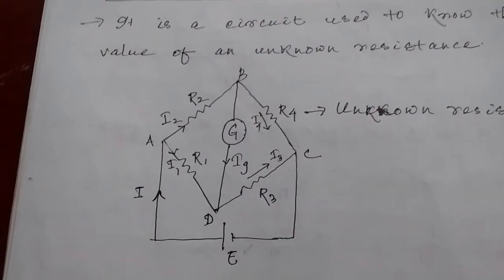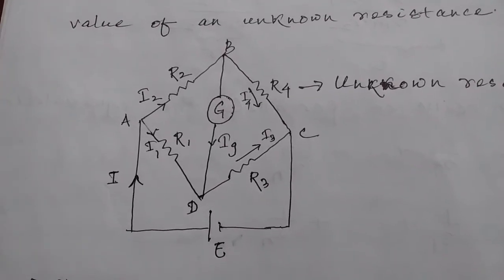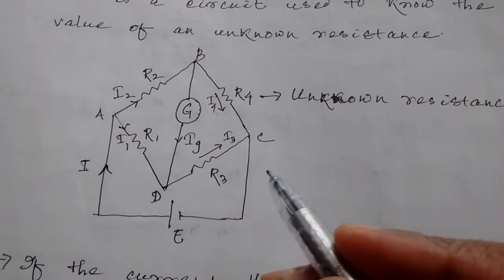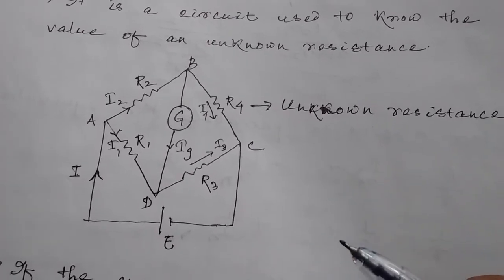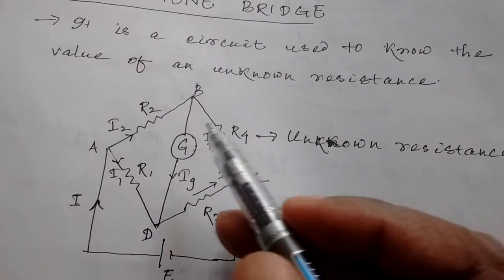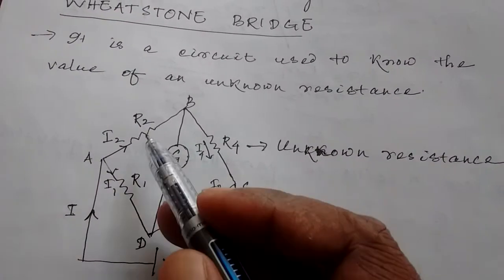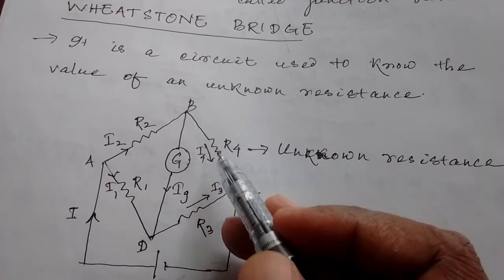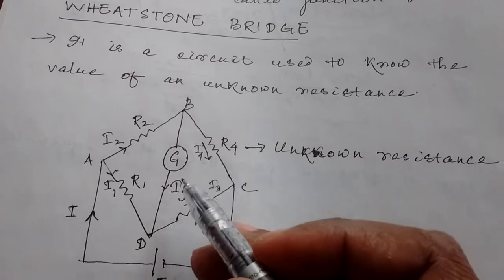Wheatstone bridge. Here is the diagram. Wheatstone bridge is a device used to find out an unknown resistance. What is the value of an unknown resistance? Here R1, R2 and R3 are all known resistances connected in the circuit. R4 is the unknown resistance that is to be measured. What is its value? We want to measure it.